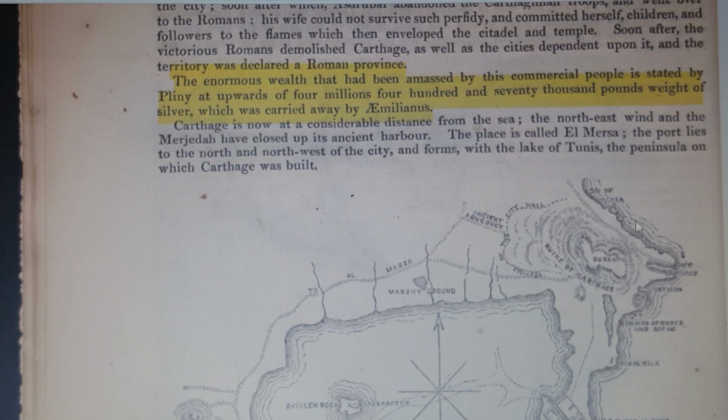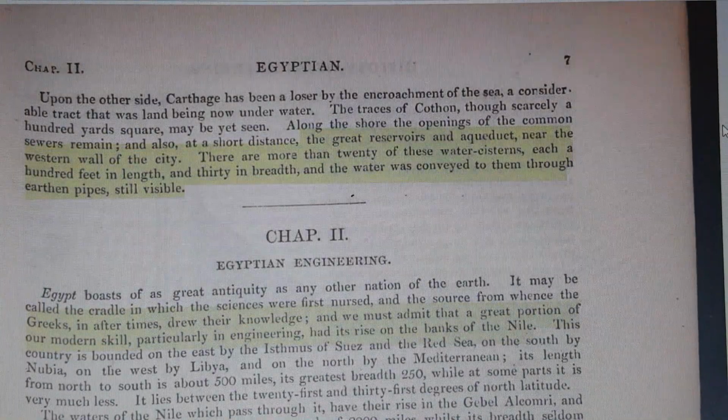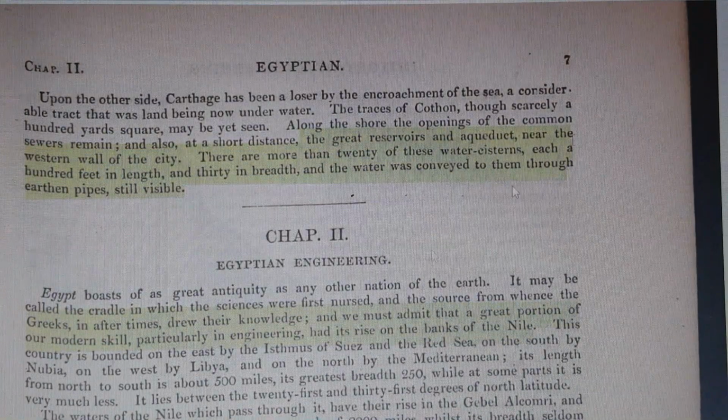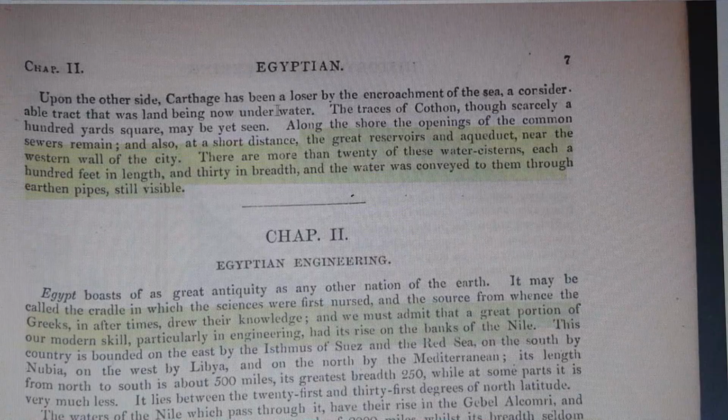Carthage is now a considerable distance from the sea. Northwest winds at the Medjerda have closed up an ancient harbour. The place is called El Mersa, and the port lies to the north and west of the city, and forms the Lake of Tunis, on the peninsula on which Carthage was built. Upon the other side, Carthage has been a loser by the encroachment of the sea; a considerable tract of land is now under water. Traces of Cothon, though scarcely 100 yards square, may be seen.